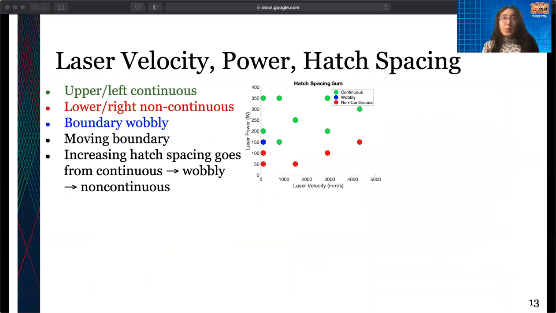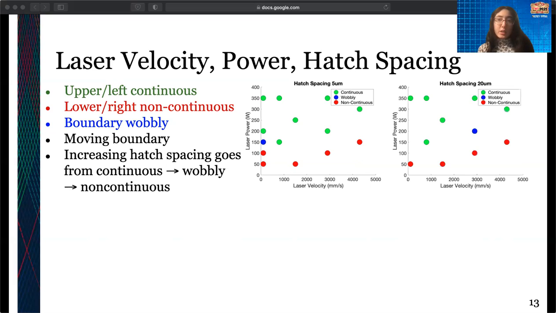In order to study three different variables, it's helpful to plot it as several different two-dimensional spaces within a three-dimensional space. If we fix our hatch spacing at a specific value, we can plot across power-velocity space what regions produce continuous melt pools, wobbly melt pools, or non-continuous melt pools. In general, the upper left of this region is going to be continuous, the lower right is going to be non-continuous, and the boundary between those two is going to be wobbly.